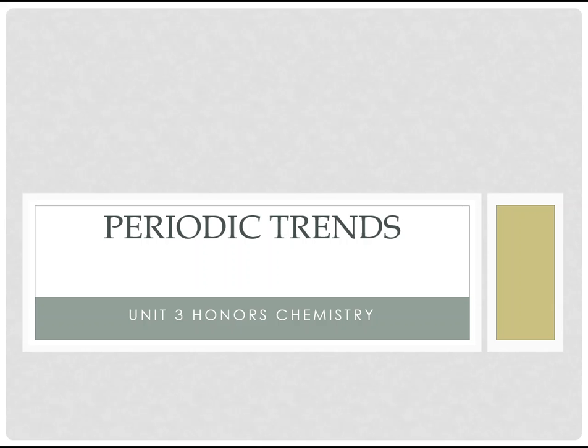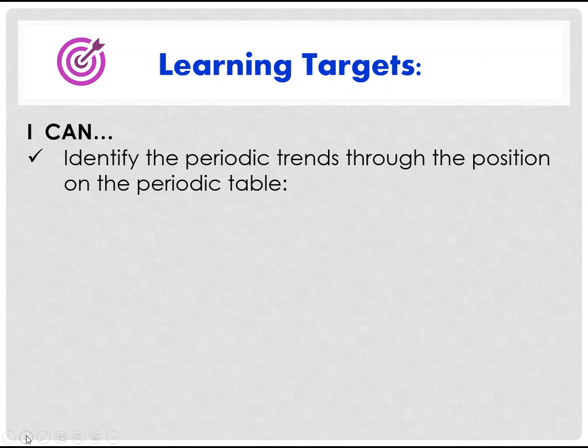Taking a look at periodic trends for Unit 3, last lesson of Unit 3. Of course, let's go over our learning targets and see what we're going to be expected to know. Be able to identify periodic trends through the position on the periodic table.